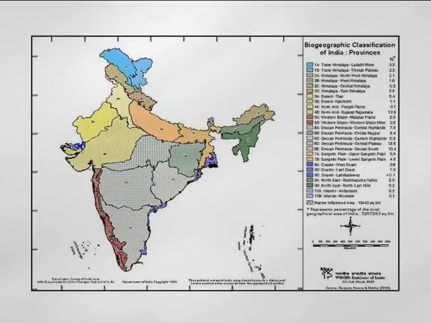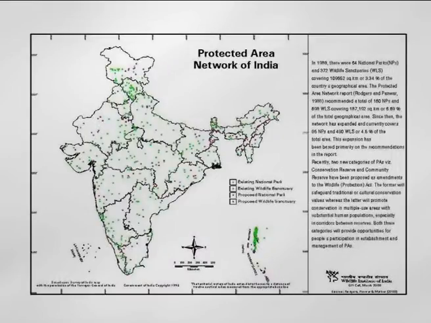India even developed a conservation planning framework in the mid 1980s using the principles of biogeography, and we came up with a biogeographic classification of India and yielded 10 biogeographic zones with 26 biogeographic provinces. There was also a protected area network established in India.